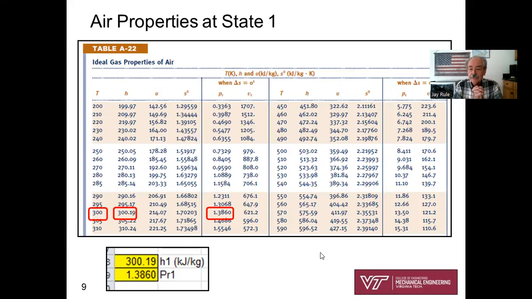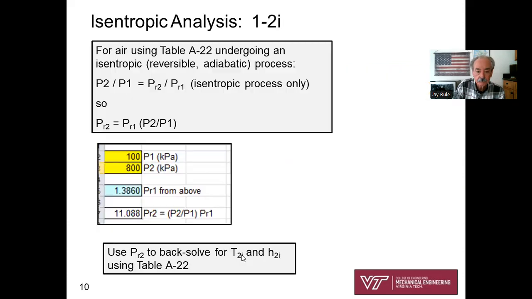Okay, so let's go to our Table A-22 to write down h1 and Pr1. h1 is easy. We write down 300.19 at a 300 K inlet. Look at these columns. Delta S equals 0. In other words, these two columns, whatever they are, only apply to isentropic processes for air. Delta S equals 0, isentropic only. With that special case, we're going to write down Pr1 as 1.386. Okay, we write it down.